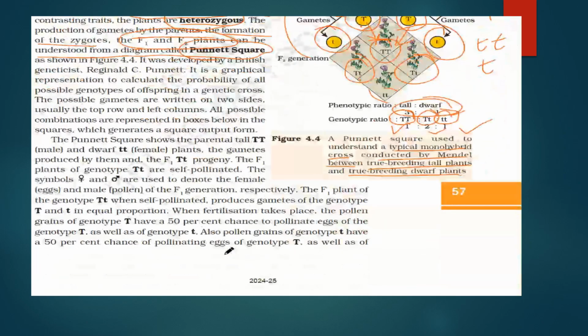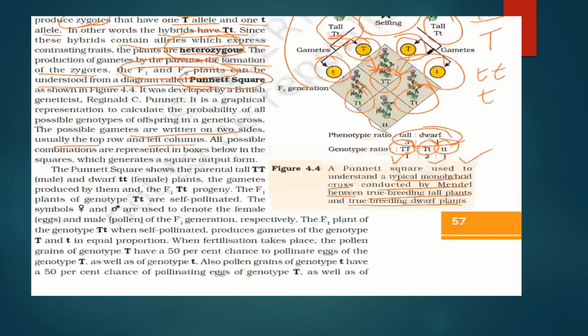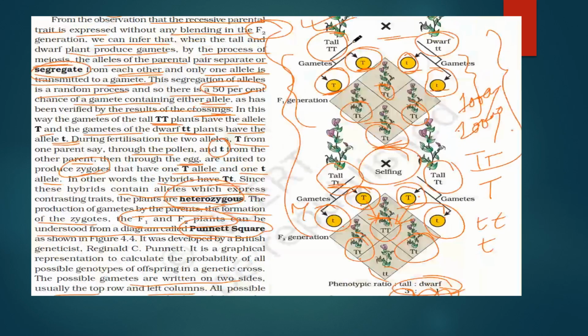Now, here, the possible gametes are written on two sides, usually on the top row and the left column. So we have seen here in the top row, one is written, and in the left column another one is written. The parental TT here, we are taking as male, and in the first filial, this is the male and this is the female. First we are just doing the cross. I'll tell you which one is male and which one is female at the end. So this one is male and this one is female.